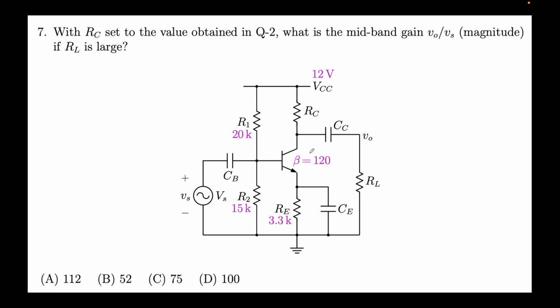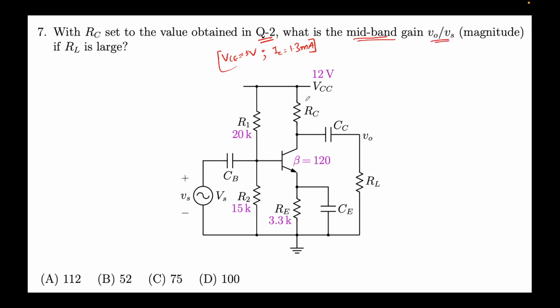so if there are no comments, then we'll just move forward to the next problem that we have in the same set. So it says that with RC set to the value obtained in Q2. Remember, Q2 was our bias point where we obtained VCE as 5 volts, and I think the IC was 1.3 milliamps. This was the quiescent point that we had obtained, right? So what we are required to find is the mid-band gain V0 over Vs.